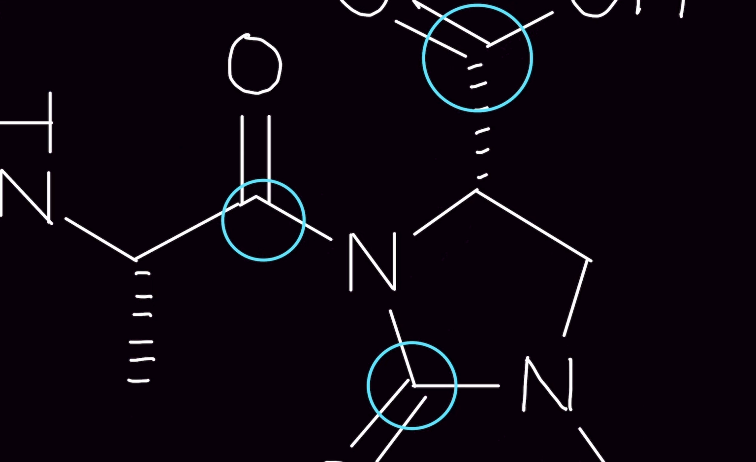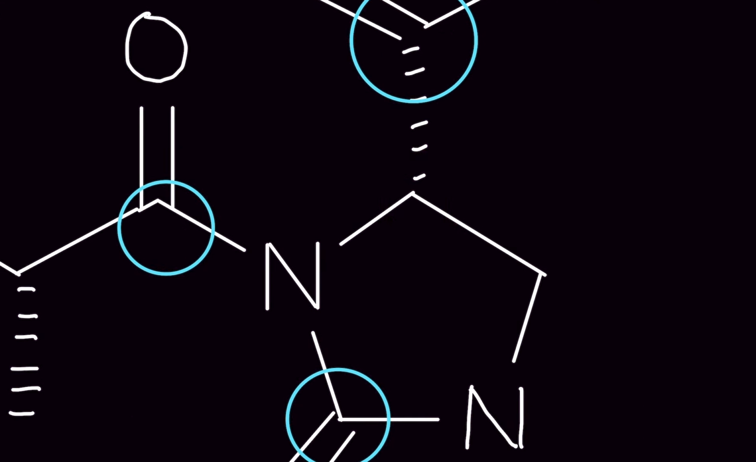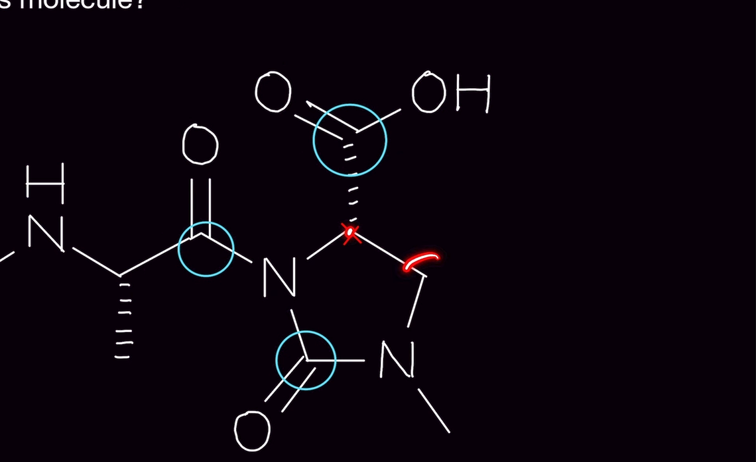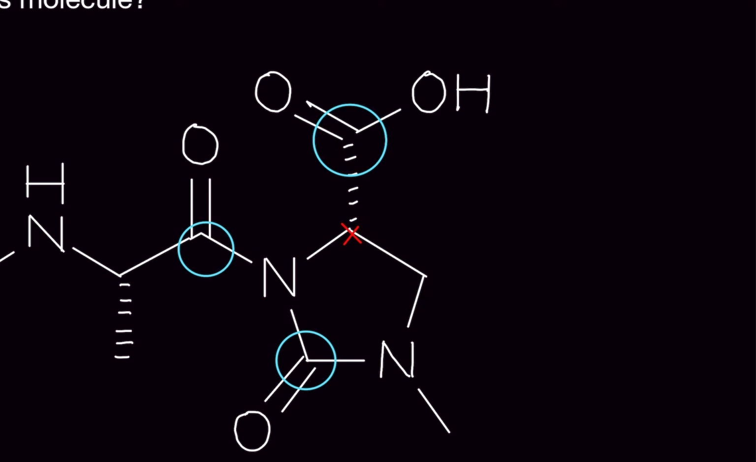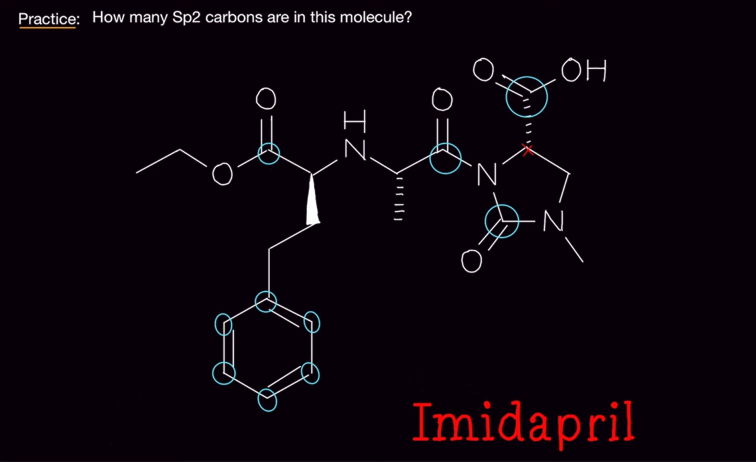Question. Why is this not sp2? This is not sp2 because this carbon right here has 1 atom bonded, a 2nd atom bonded, a 3rd atom bonded, and a 4th one, right? There's an invisible hydrogen here, on the wedge. So that would be 4. That means it's sp3 hybridized. And it does not participate in resonance, so it is sp3.